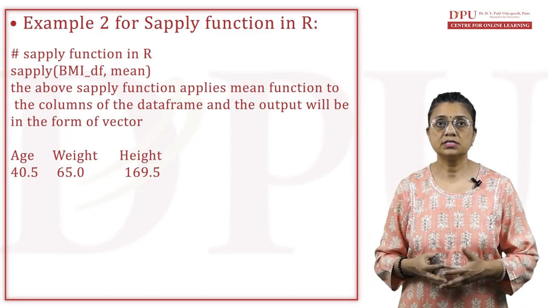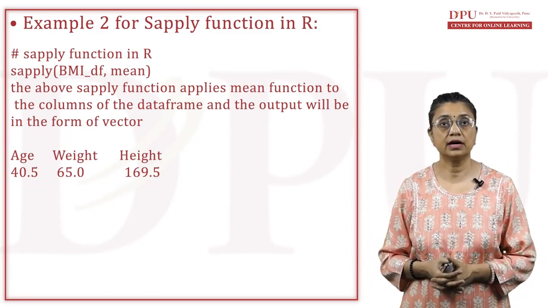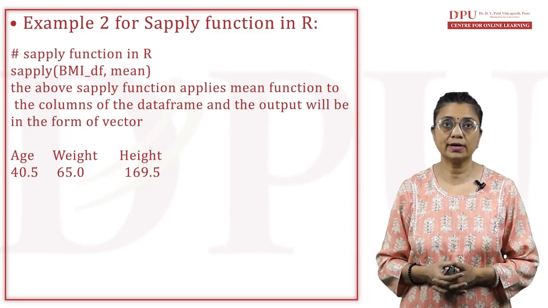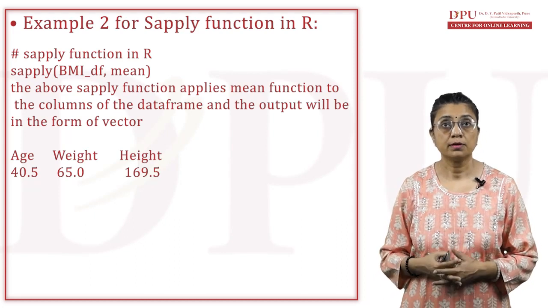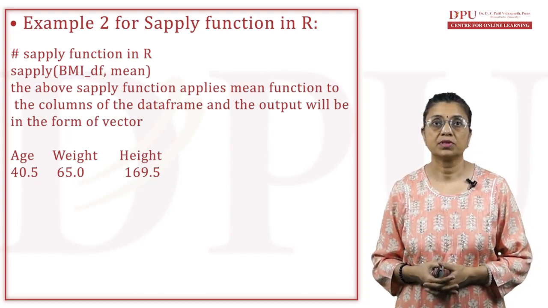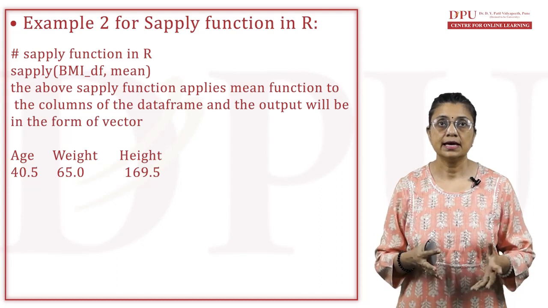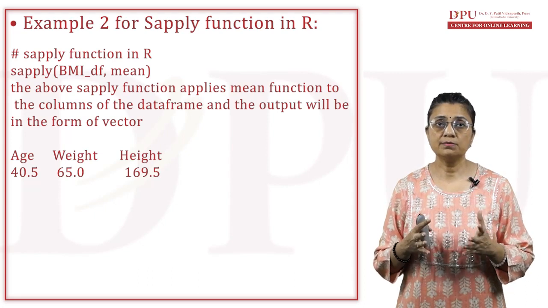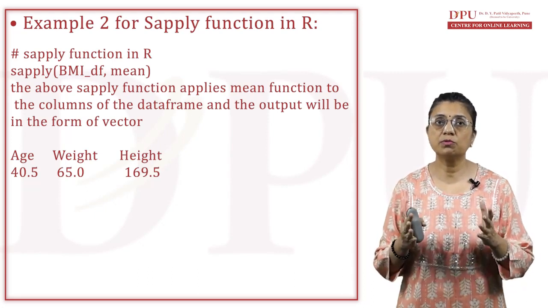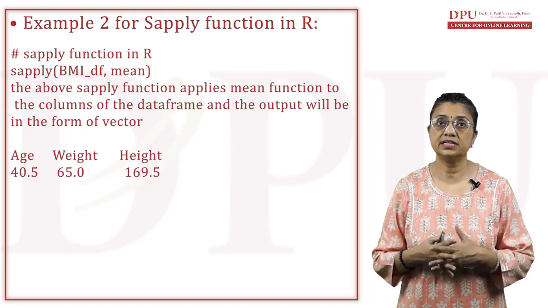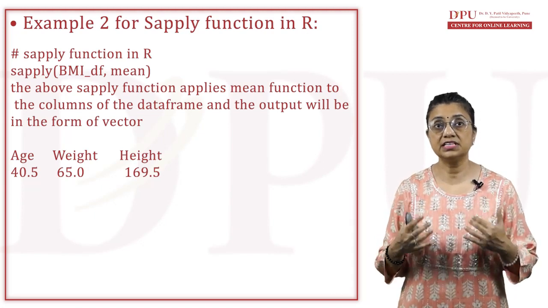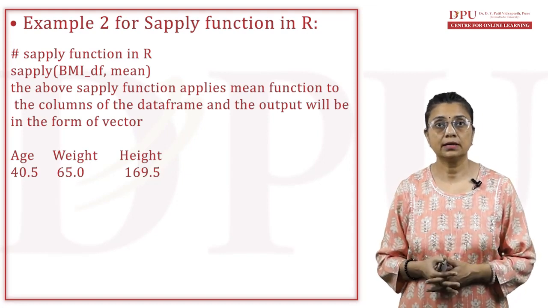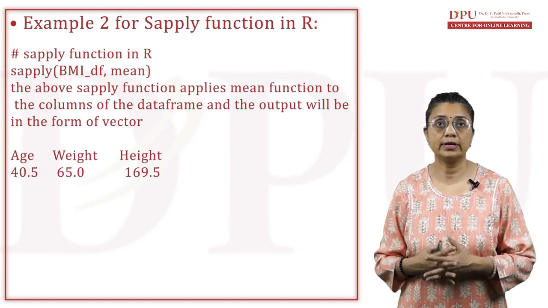So students, you can see over here that the sapply function in R is quite a typical function which is used by everyone. But why is it so popular? Because it returns a vector. In this example, we can see sapply BMI underscore DF, which is body mass index underscore DF. This is probably a data frame. We can consider it as a data frame where I have the details of age, weight and height. So I want to know the mean, the average age, average weight and average height.